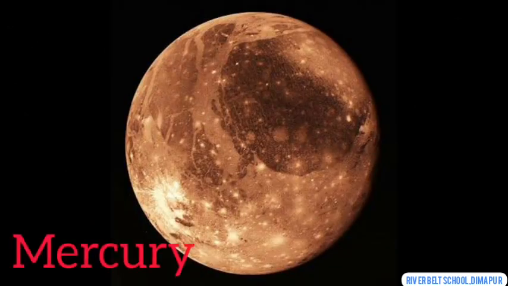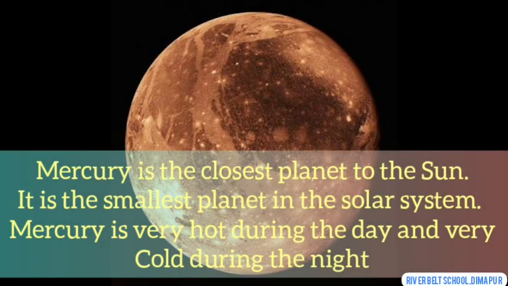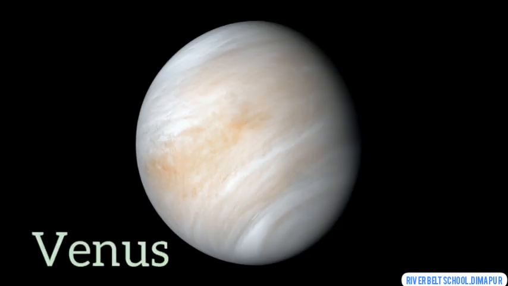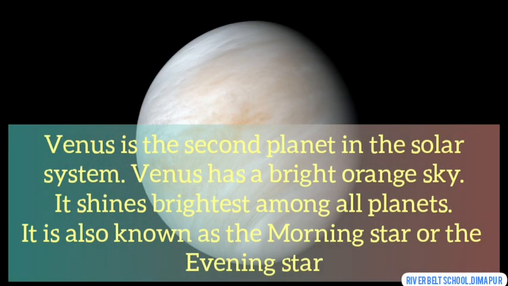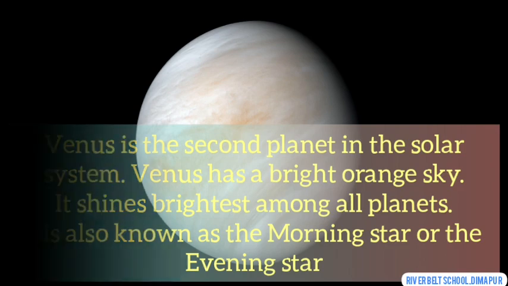1. Mercury. Mercury is the closest planet to the Sun. It is the smallest planet in the solar system. Mercury is very hot during the day and very cold during the night. Venus. Venus is the second planet in the solar system. Venus has a bright orange sky. Venus shines brightest among all planets. Venus is also known as the morning star or the evening star.